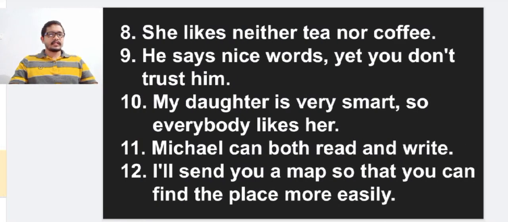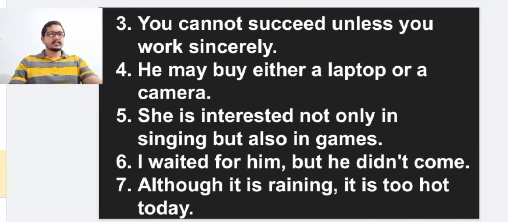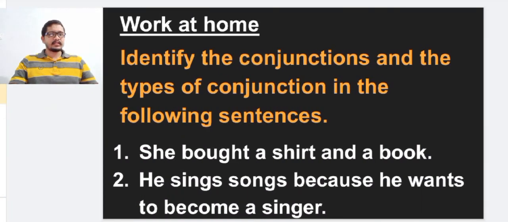She likes neither tea nor coffee. He says nice words, yet you don't trust him. My daughter is very smart, so everybody likes her. Michael can both read and write. I will send you a map so that you can find the place more easily. So these are the 12 sentences. Please just identify the conjunctions and the types of conjunction in the sentences. I hope you understood this class. Thank you.